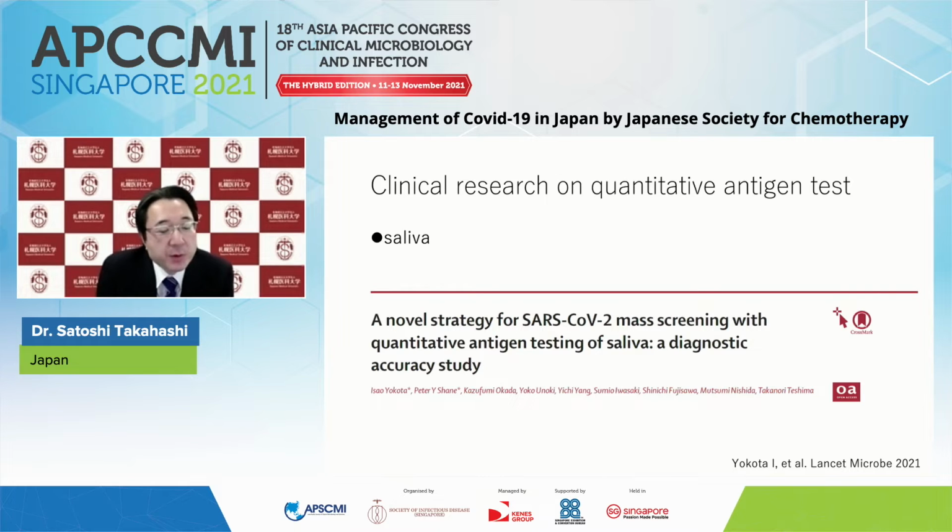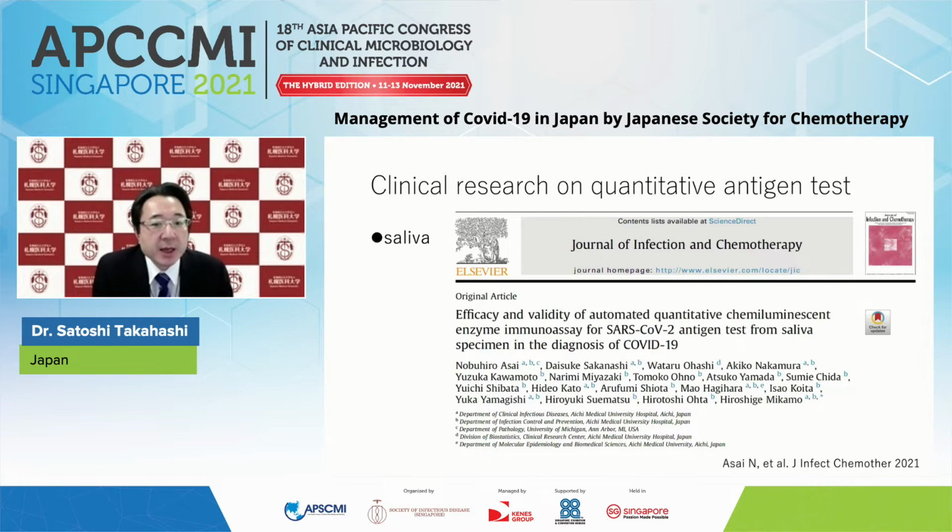From Hokkaido University, they used saliva samples to detect SARS coronavirus 2. It was published in Lancet Microbe 2021. And in addition, from Aichi Medical University, Professor Mikamo reported the efficacy and validity of quantitative antigen test.